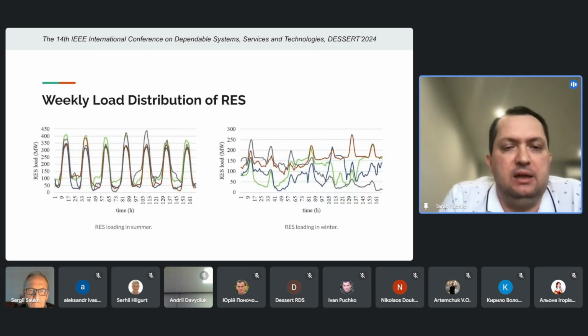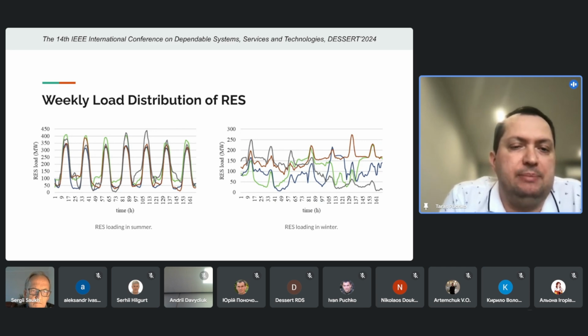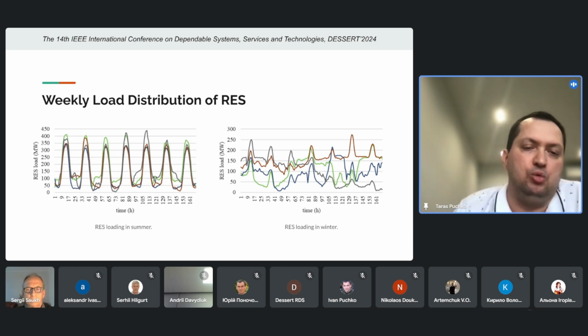These graphs display the variable values obtained from optimizing generation capacity structure in a local grid. Specifically, they show the load on renewable energy systems over the course of a week, with colors representing different clusters of possible conditions. The graph on the left illustrates the summer season, while the one on the right represents the winter season.